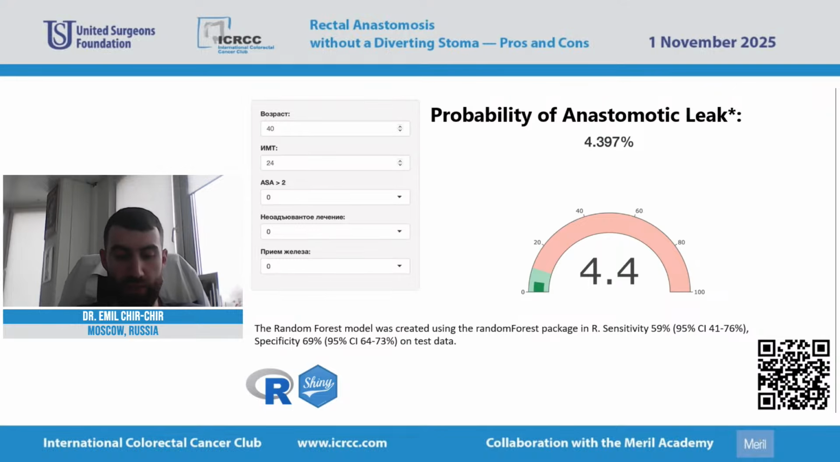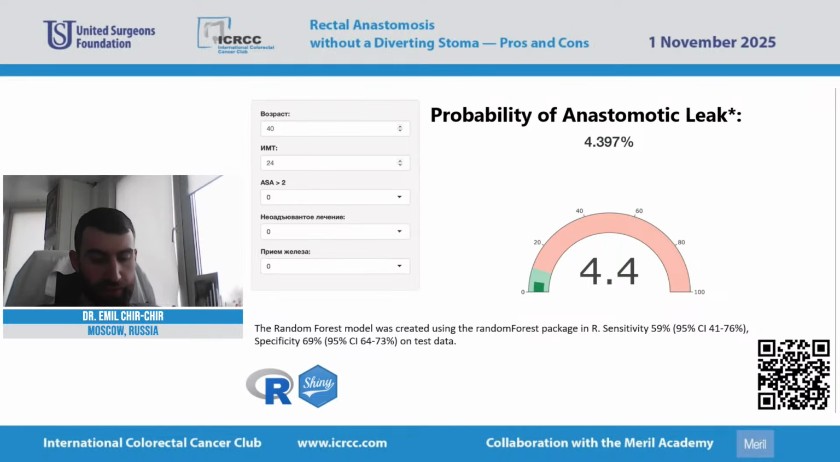We set the threshold at which the leak risk is considered too high at 10%. But during internal validation, we have so far obtained unsatisfactory sensitivity and specificity indicators for our needs. We plan to collect more data, refine the model, and perform internal validation.